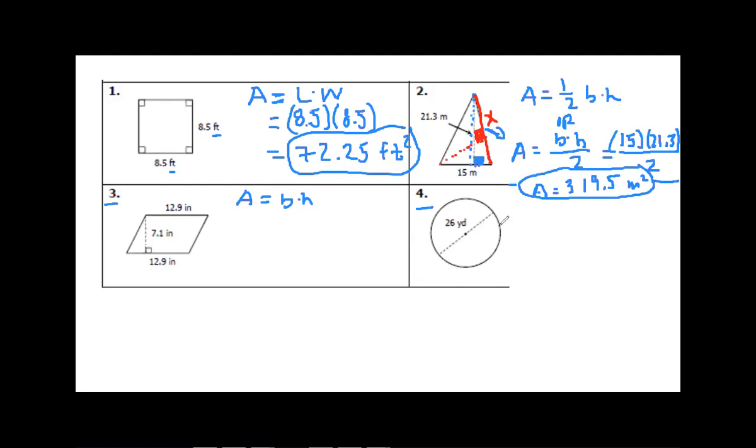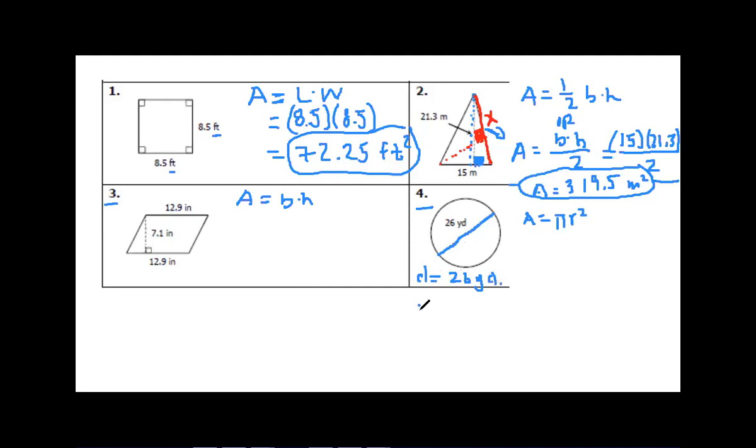Okay, number 4, this one, this is where we do have to start using some other context clues about what they gave to us to solve these area problems. But the first thing that we always do is start with our formula. So we have pi r squared, okay? This length that they gave to us, this is the diameter. So D is equal to 26 yards. The diameter is 26 yards.